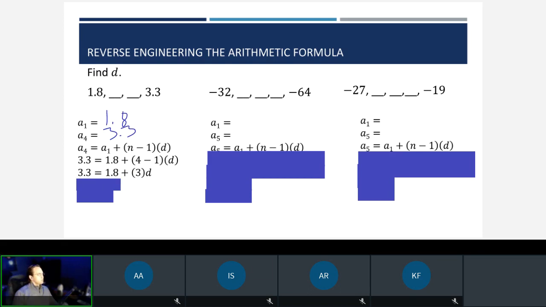So 4 minus 1 is 3. From this step, what should we do? Subtract 1.8 from both sides. Good. Then the last step, divide by 3. Okay, so if you made a mistake, you probably found it. And that's how we get 0.5. So even though the popular choice of 0.6875 was not correct, does everyone agree it's 0.5?